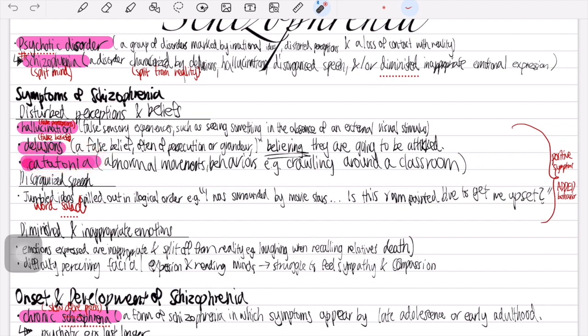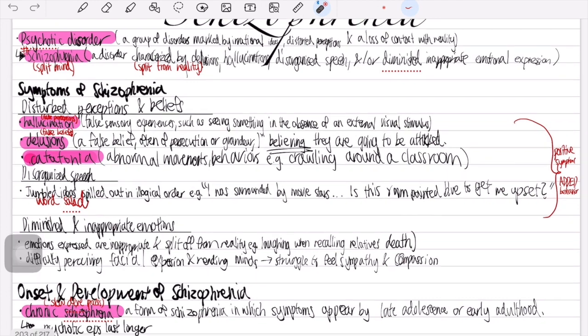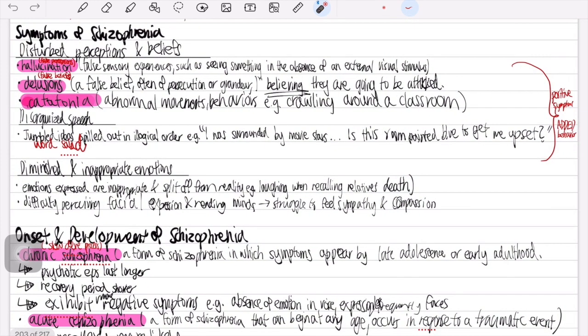And another major symptom is called catatonia, which is abnormal movement behaviors presented by the patient. So for example, they might do very weird moves like crawling around a classroom, which is not usually normal behavior.